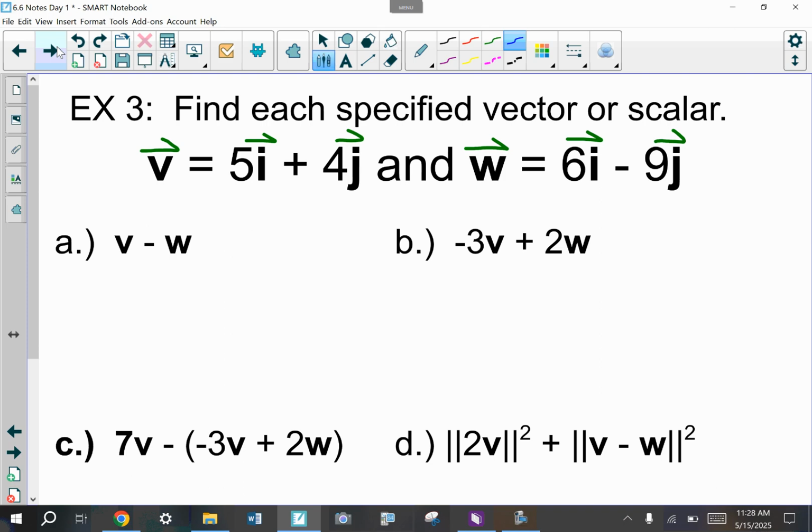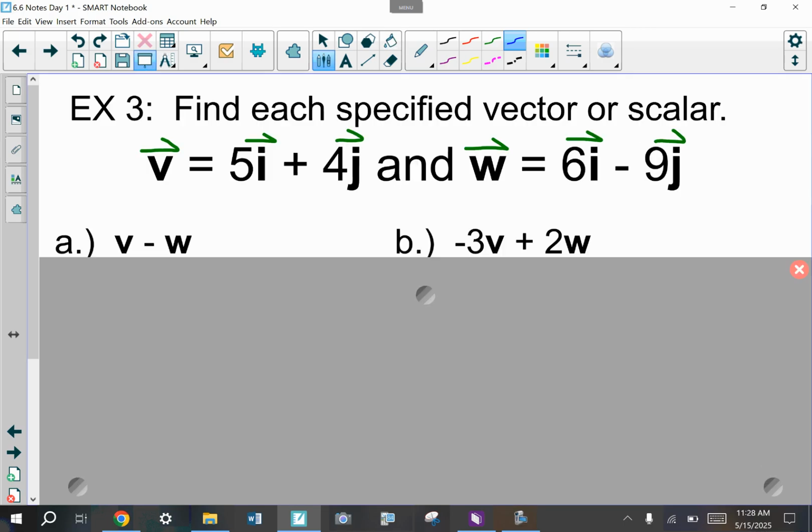So the last thing we're going to do in this section is talk a little bit about the objective that says we need to be able to add, subtract, and multiply vectors by a scalar. Add and subtract vectors or multiply by a scalar. So that's what's happening here. So we'll start with these first two.